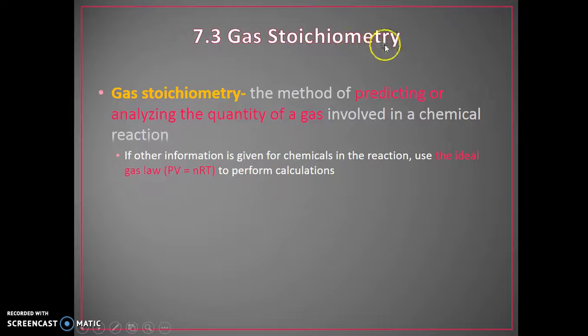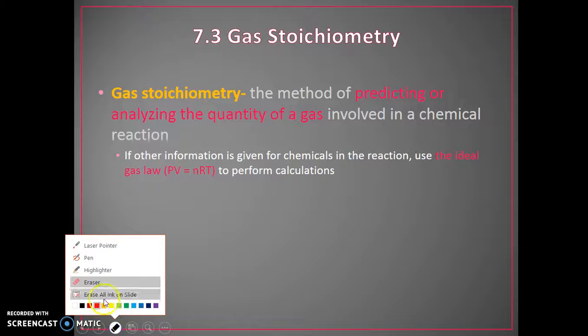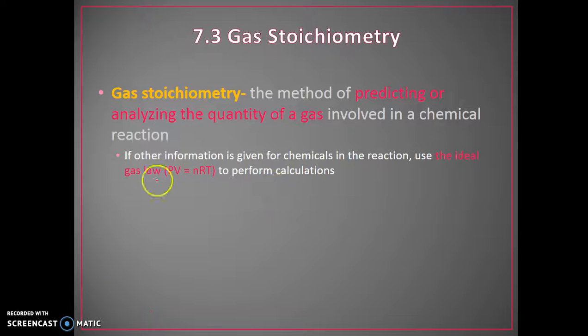So what we're looking at is gas stoichiometry, very similar to mass or gravimetric stoichiometry, except this time what we're going to be doing is predicting or analyzing the quantity of a gas involved in a chemical reaction, while before we were looking at the quantities of masses or precipitates being formed. Because we're dealing with gases, we'll be using the ideal gas law. Remember, that's PV equals nRT.